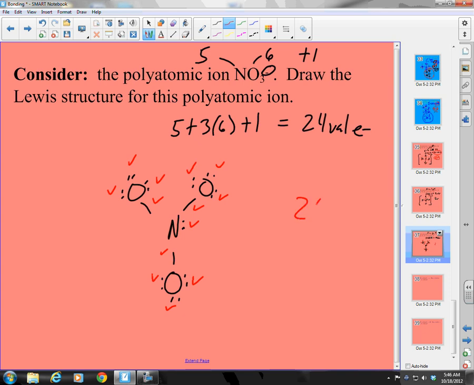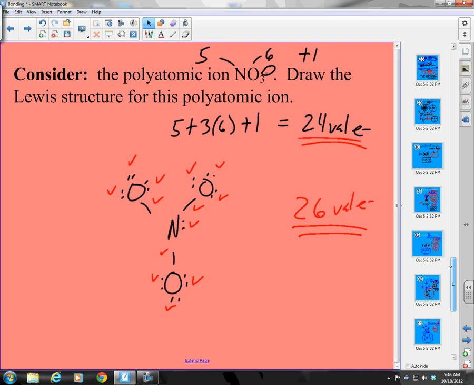So I have 26 valence electrons in my picture. Uh-oh. How many can I have? 24. Egads. We have to do something differently. And what must we do? Well, let's go back and look at our notes.